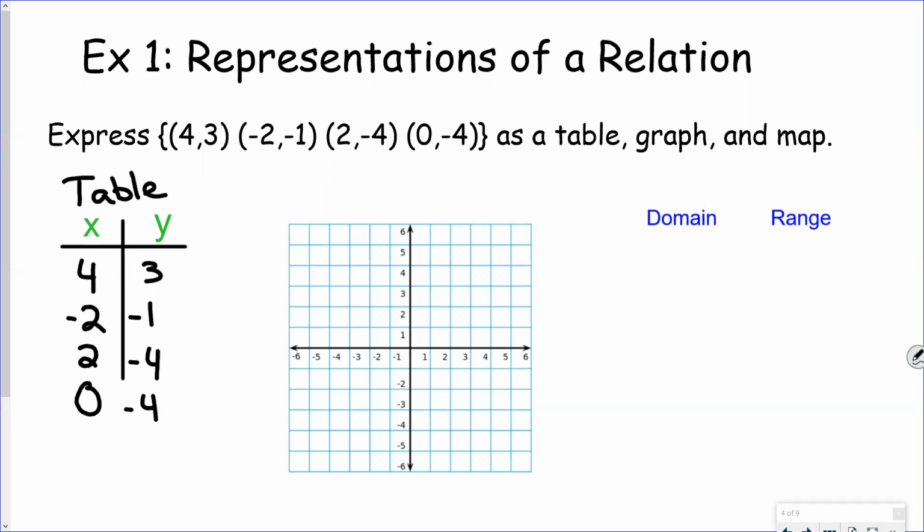So creating a table, ideally you try to put it in numerical order on your X values, but it doesn't necessarily have to be that way.